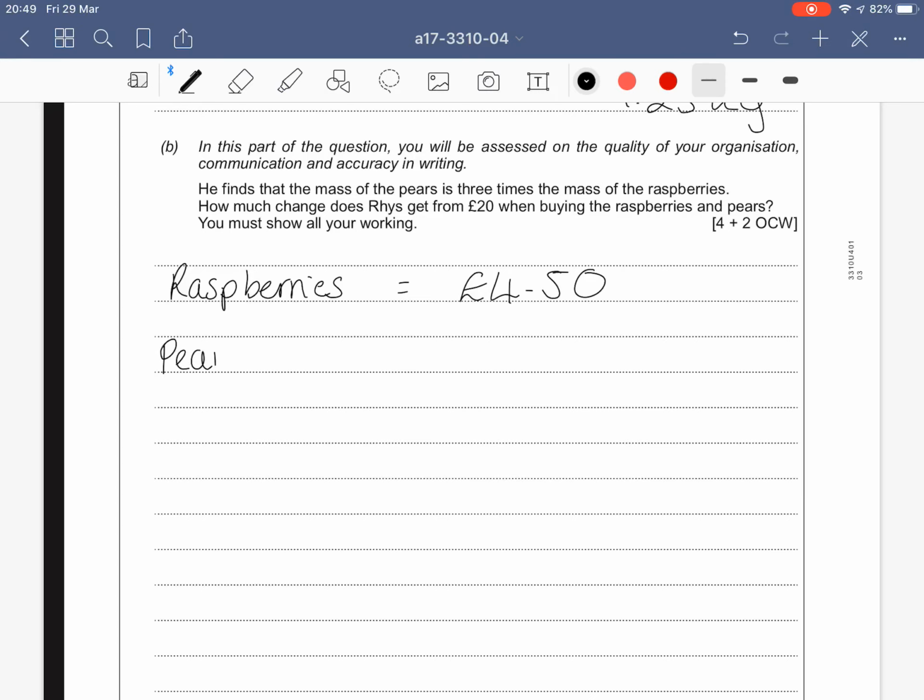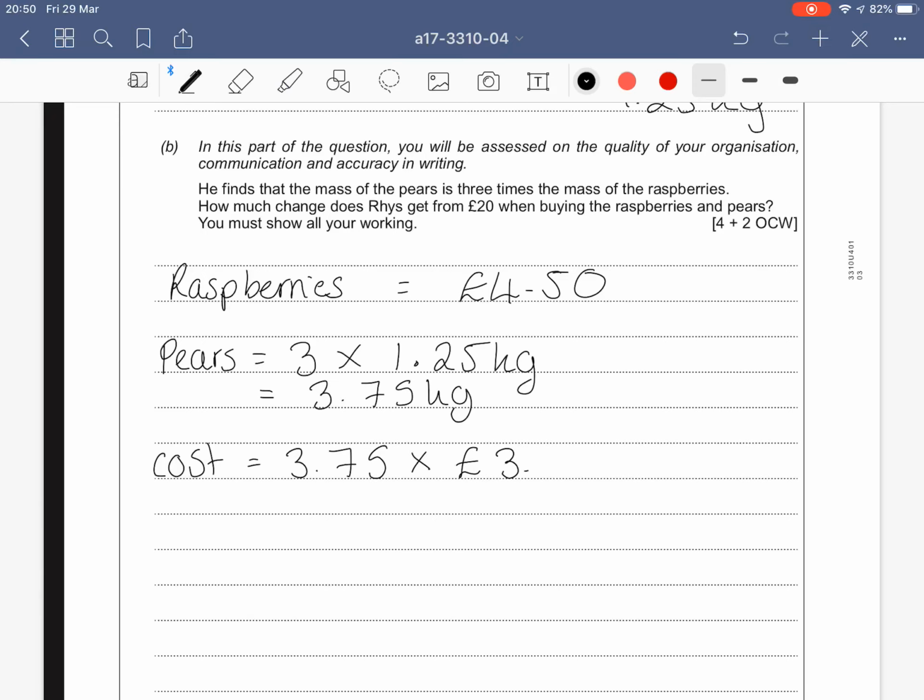We know that the pears are going to be 3 times the mass of the raspberries. So the raspberries were 1.25 kilograms. I'm going to write kilograms because I'm timesing it by kilograms. So 3 times 1.25 kilograms is 3.75 kilograms. So we know that the pears' mass is 3.75 kilograms. So the cost of the pears, because they're £2.60 per kilogram, we just need to times that by 3.75. Times by 2.60, not 3.60.